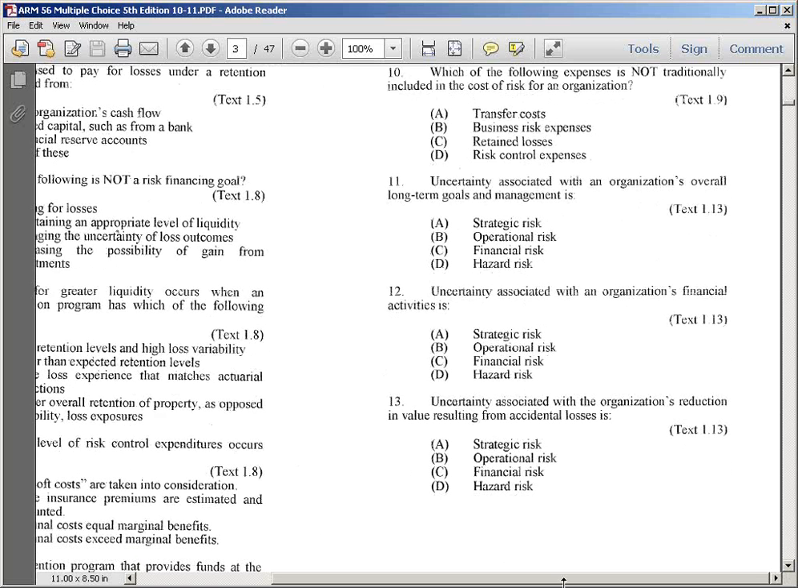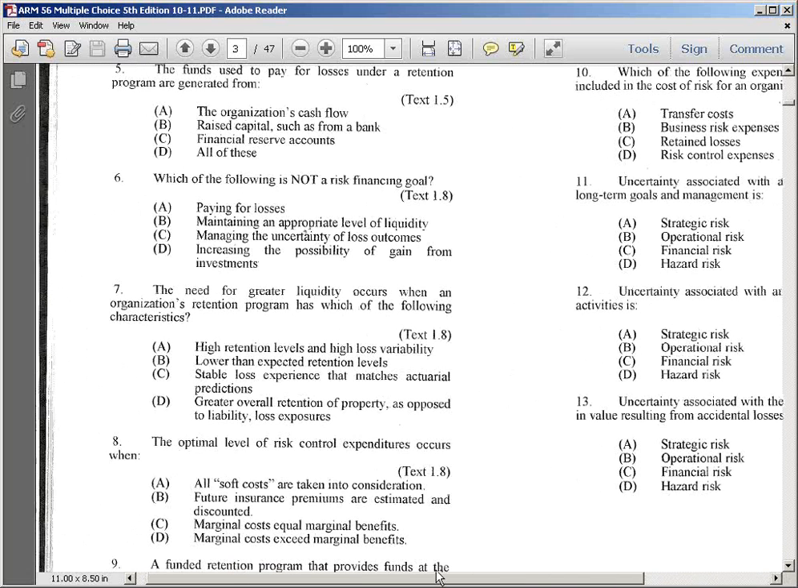So I'll select a couple other questions here. Here's question 6. The nice thing is it also tells you the text number, but the text is the old text, and I don't have the new one. Which of the following is not a risk financing goal? A, paying for losses. B, maintaining an appropriate level of liquidity. C, managing the uncertainty of loss outcomes. Or D, increasing the possibility of gain from investments. Let's give a couple seconds for people to think about that.